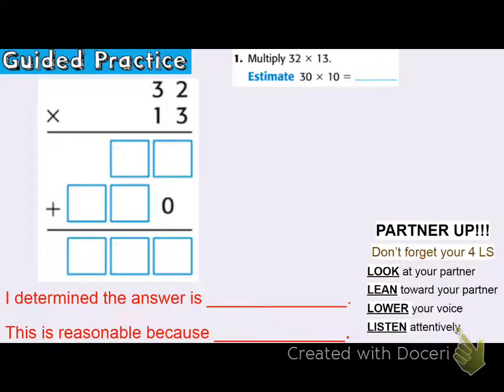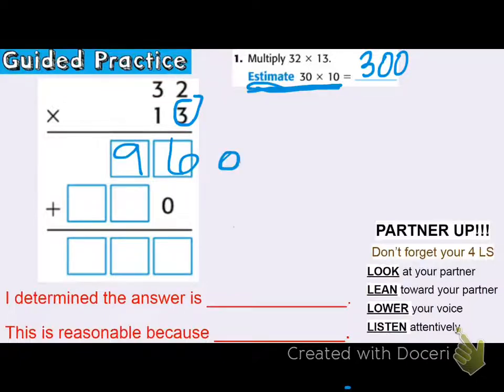All right, I'm now going to go ahead and move into guided practice. Multiply 32 times 13. Well, if I estimate, it's close to 30 and it's close to 10. 3 times 1 is 3 and add my 2 zeros. I should get an answer close to 300. I'm going to multiply the ones place. Step 2 says that ones place. And remember, the ones place is the single digit. 3 times 2 is 6. And then I know 3 times 3 is 9. So 96 is the value of that single digit ones place.